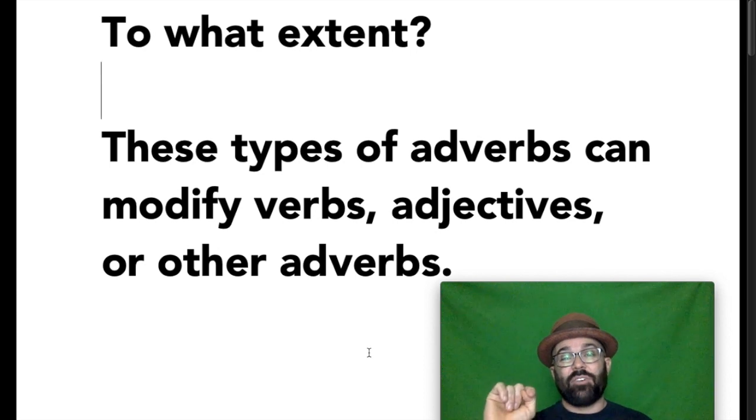These types of adverbs don't just modify verbs. They can also modify adjectives and other adverbs. We're going to look at a few different examples of how that works in this video. But first, did you write that stuff down? Because there's some more stuff to write down this way.